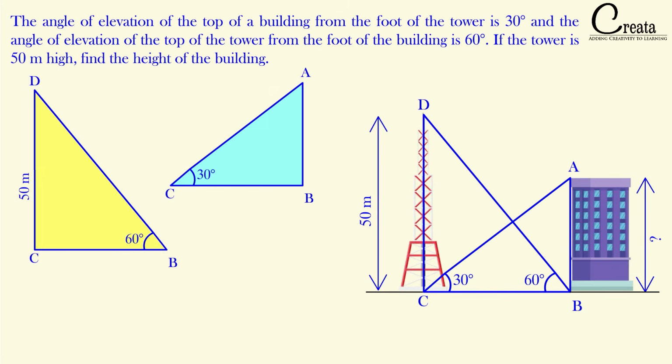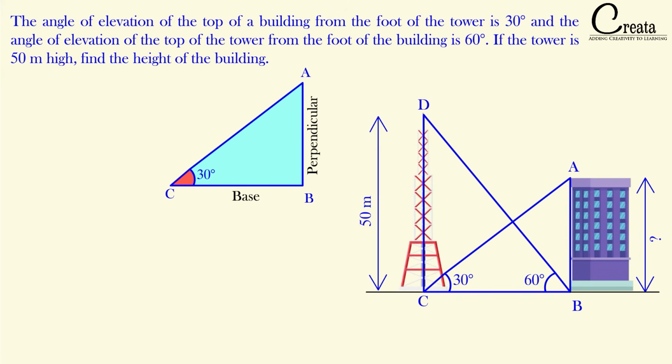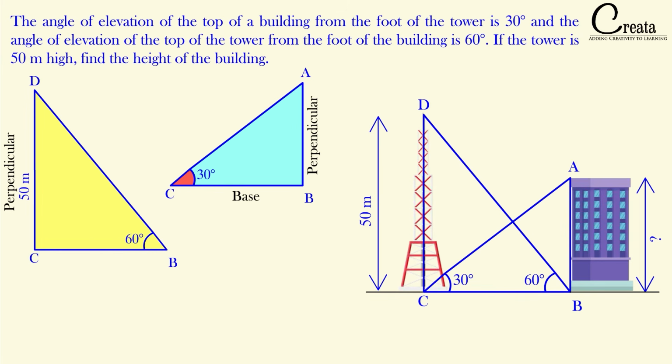In the triangle ABC, the trigonometric angle is 30 degree. AB is the perpendicular as it is opposite to the trigonometric angle and BC is the base for this triangle. And for the triangle BCD, CD is the perpendicular as it is opposite to trigonometric angle 60 degree and BC is the base of this triangle. BC is common in both the triangles. That will help us in solving this question.